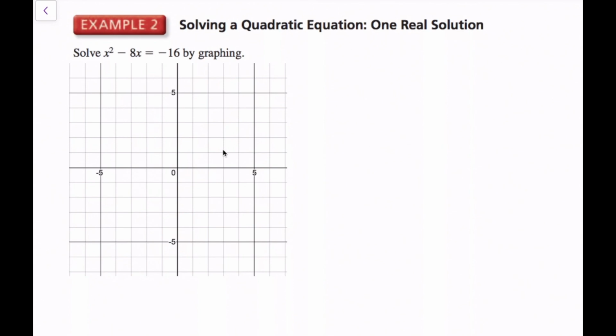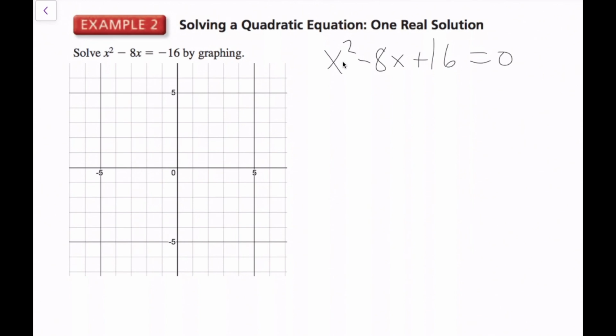All right, in example 2, we're going to solve a quadratic equation that has one real solution. So we're going to solve the equation x squared minus 8x equals -16. And we're going to do the same process. We're going to get this in standard form, so I'm going to add 16 on both sides. So my equation is going to be x squared minus 8x plus 16 equals 0.